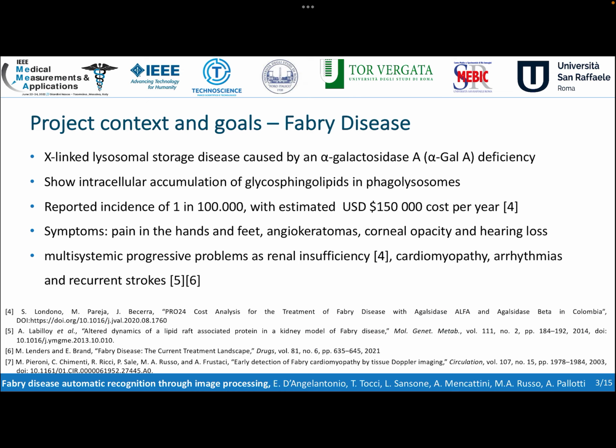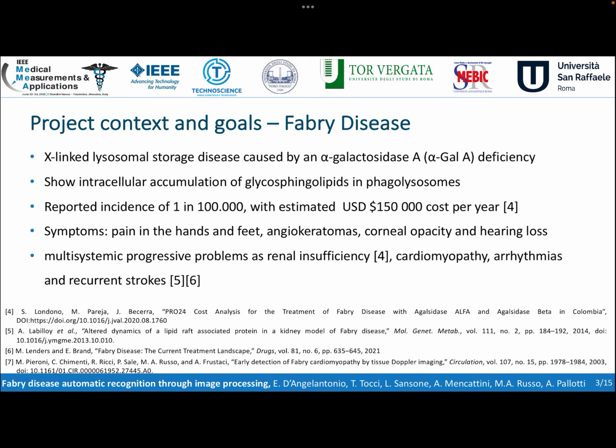This disease is quite rare, with a reported incidence of one patient over 100,000, but these numbers can underestimate the presence of the disease. In the last years, the enzyme replacement therapies allow to have a crop of the disease developments, but these kind of therapies are very expensive, and we are talking about $150,000 per year per each patient, so a very high cost.